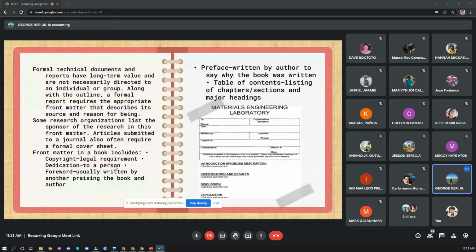Front matter in a book includes copyright, legal requirements, dedication to a person, foreword usually written by another praising the book and author. So preface, written by the author to say why the book was written, and table of contents, listing of chapters or sections and major headings. So this is a sample, like, materials engineering laboratory.